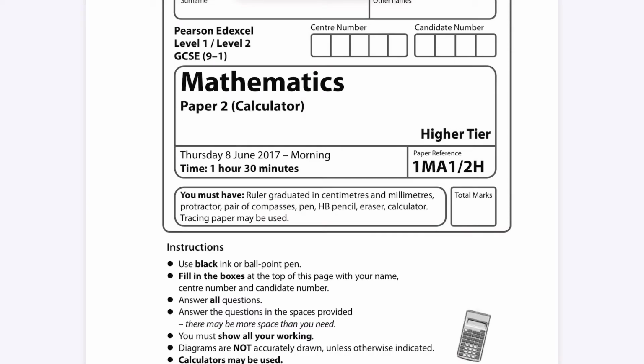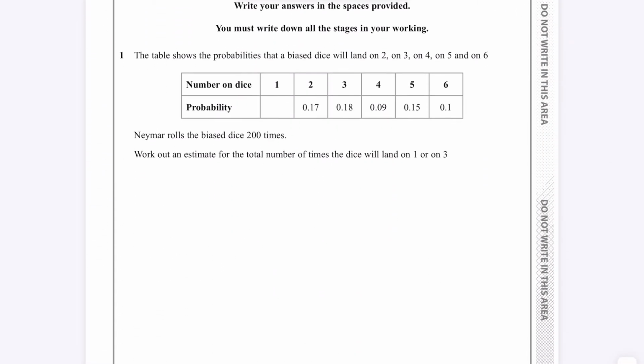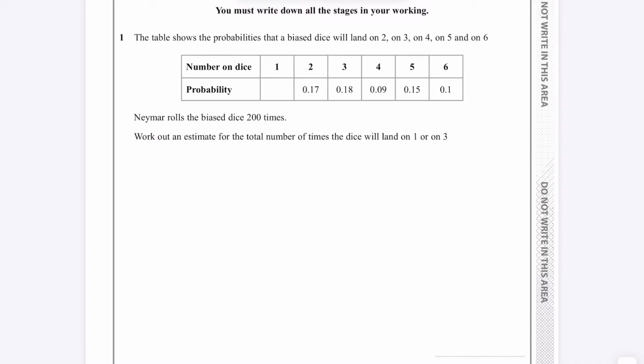In this video, I'll be going through the 2017 paper 2 higher calculator. So let's start. The first question on here: Table 1 shows the probabilities that a biased dice will land on 2, on 3, on 4, and on 5. Naomi rolls the biased dice 200 times. Work out an estimate for the total number of times the dice will land on 1 or 3.